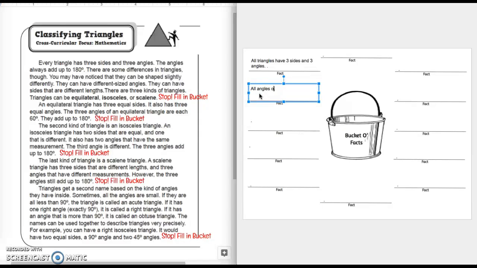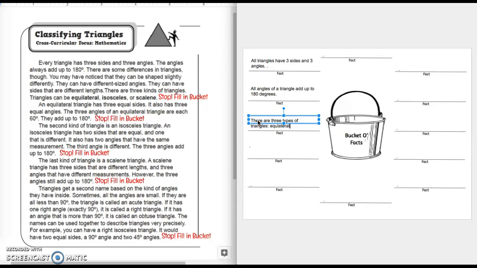All angles of a triangle add up to 180 degrees. We also learned that there are 3 different types of triangles. There's an equilateral, isosceles, and a scalene. So we're going to go ahead and add that. There are 3 types of triangles, and I'm going to put the names of them.